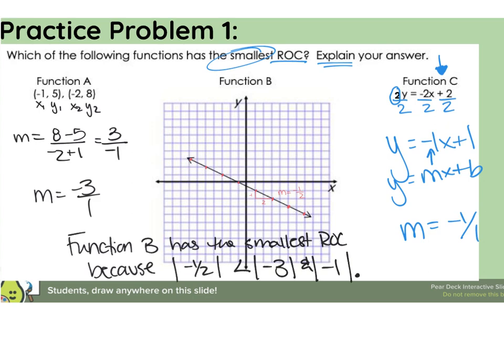That's it. You're now ready for your exit ticket. It's just like yesterday. You're going to give me the 3 rates of change, and then the last question you will tell me, you'll answer the question basically. That's it.